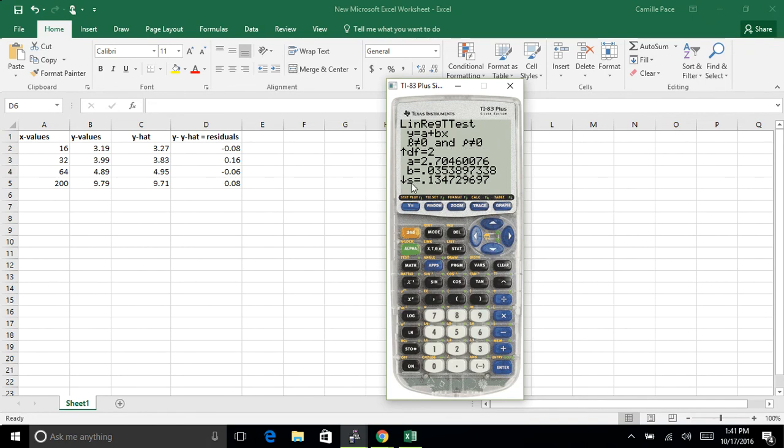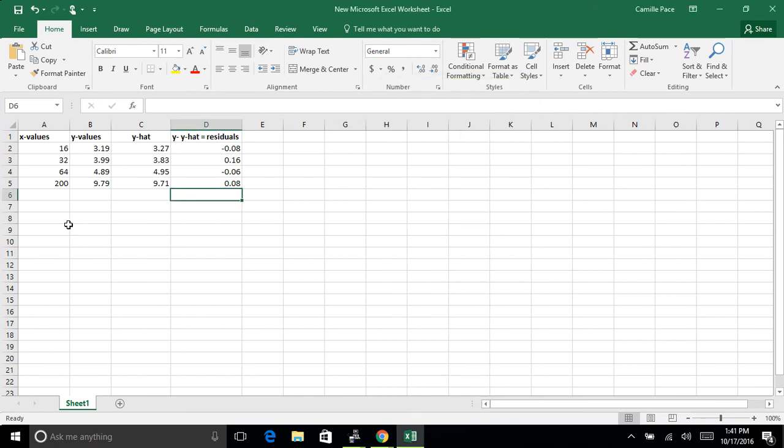So I have S equals 0.135. Let's just take 3 decimal places. So I'm going to put here S equals 0.135. What is this? This is the standard deviation for this whole linear regression that you're running, okay?